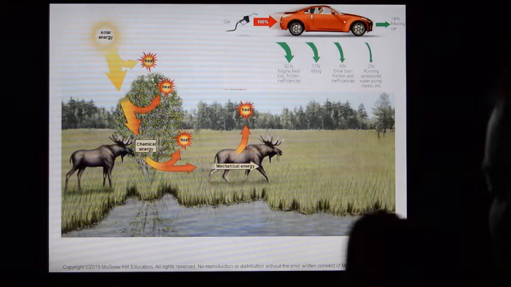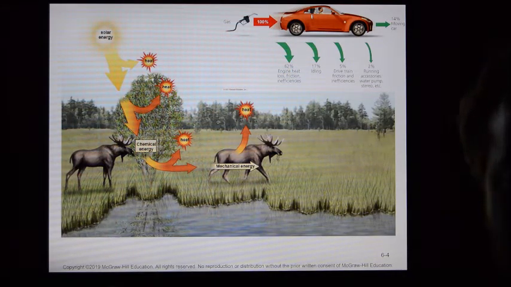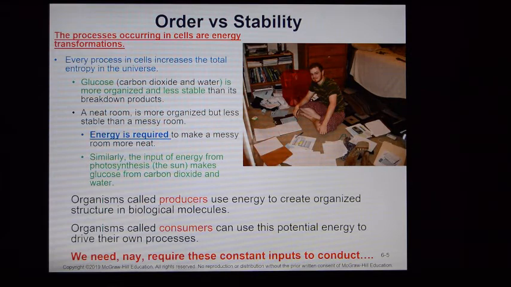That's entropy. You eat a cheeseburger, not all the energy from that cheeseburger is going to become a part of you. A lot of it gets lost via your metabolically generated heat. Okay? There's a net loss of usable energy in the system.